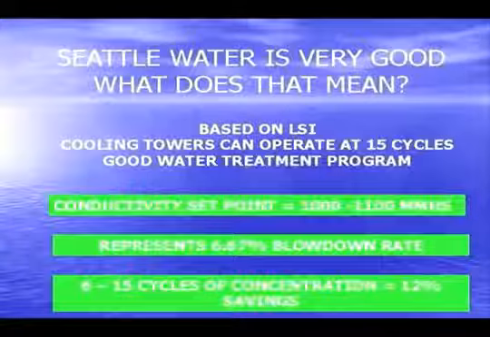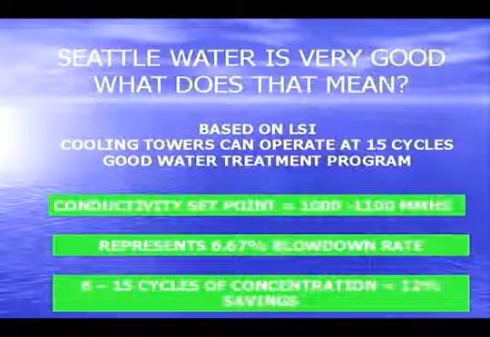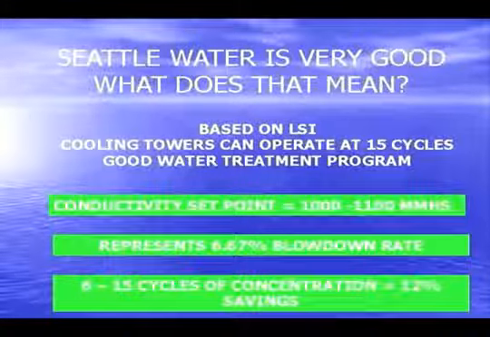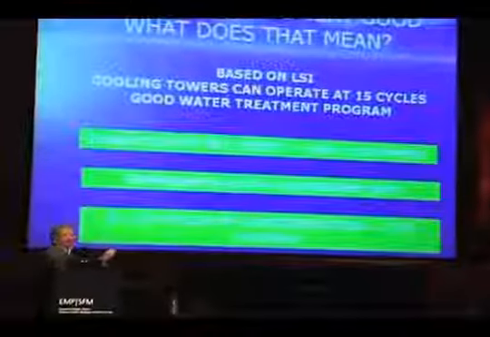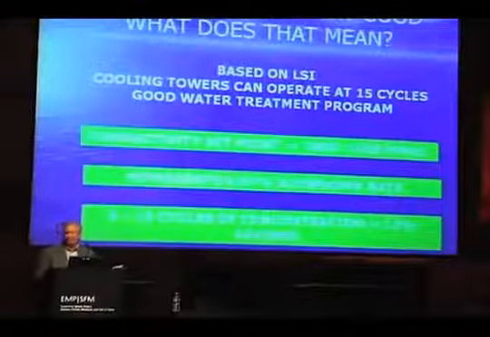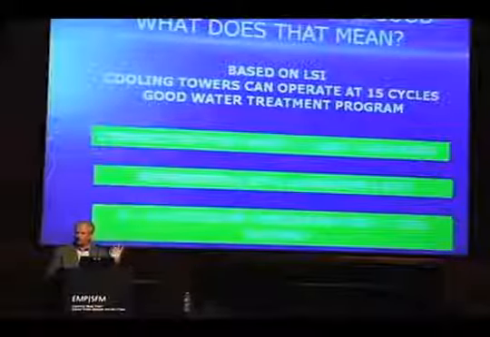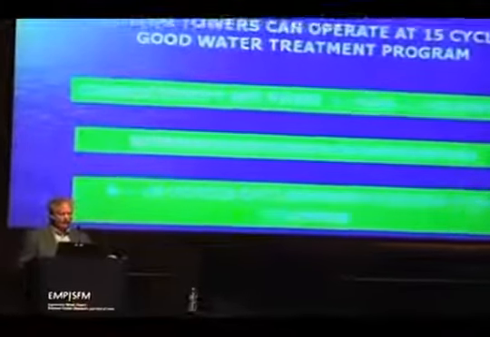So what I did is I plugged Seattle water into this model and did some calculations to find out where you should be. Based on the LSI, the cooling towers can operate at 15 cycles of concentration in Seattle. 15 cycles. You're way out here on that graph, which is very good. Now you need a good water treatment program to prevent scaling, because as you push it out there, you are going to see some deposition if you don't have good water treatment.